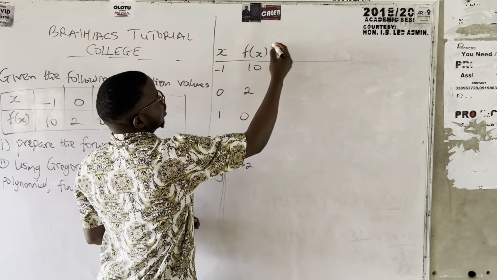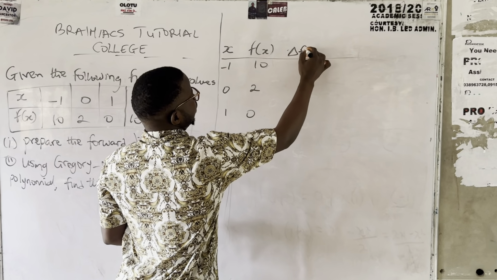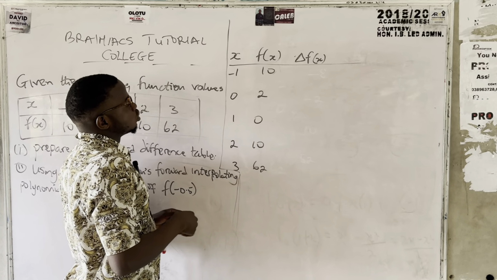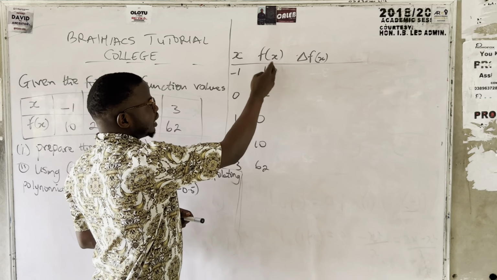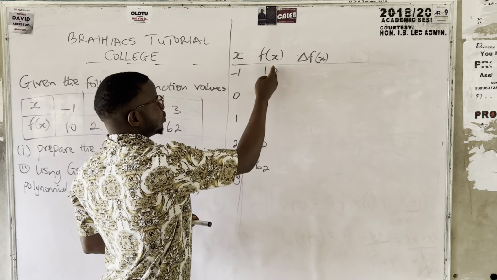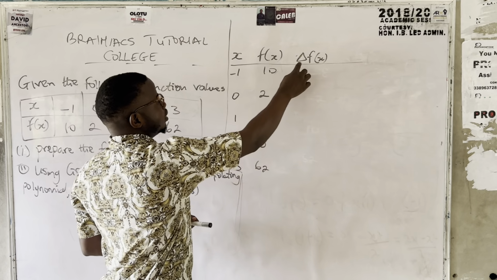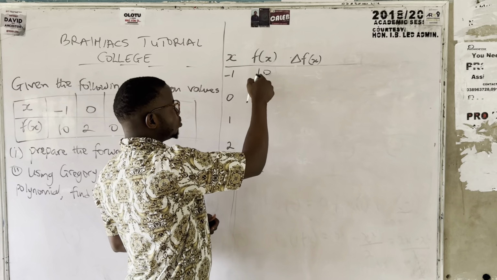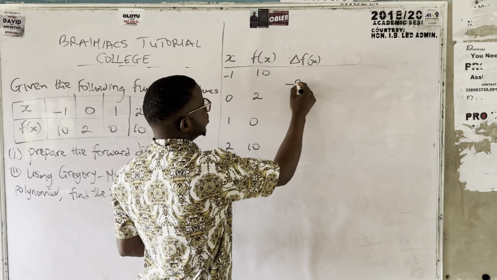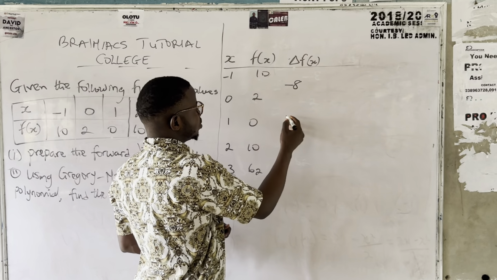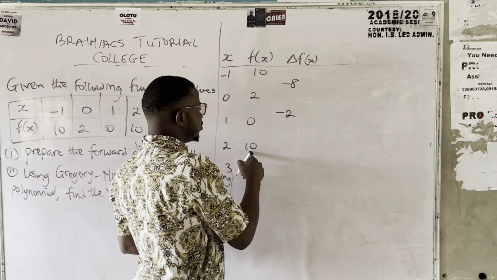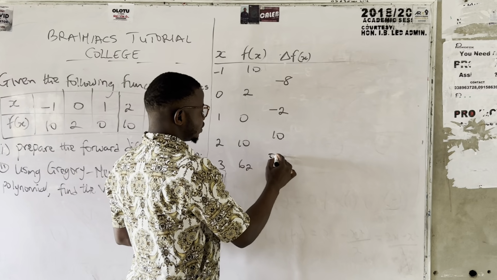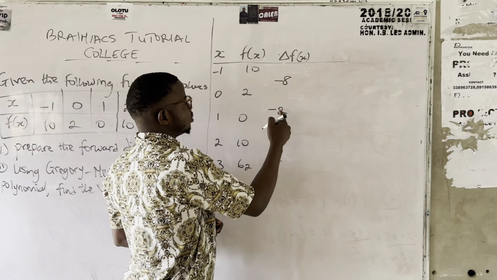Now, the first difference, that's delta f of x. We'll get this change in f of x from this particular place. This is delta, capital change, that's change in f of x. So that will be 2 minus 10, which will give us -8. 0 minus 2, that will give us -2. 10 minus 0, that will give us 10. 62 minus 10, that will give us 52. We'll write it in between.